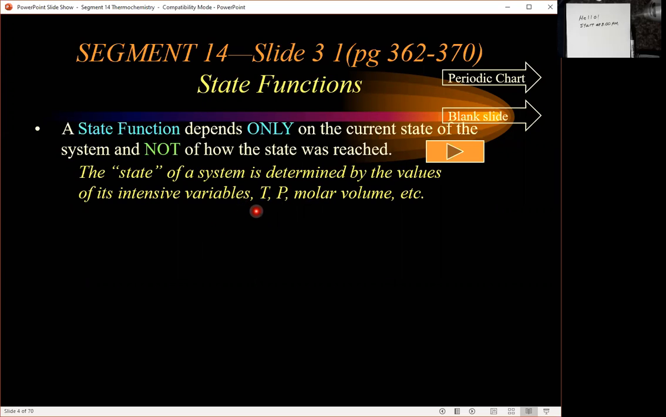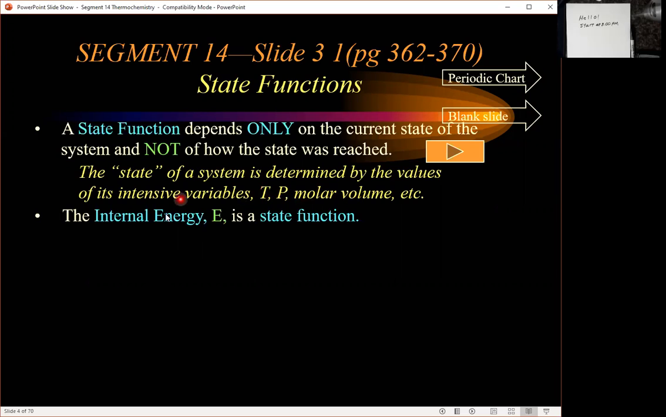So these are the only three intensive variables for a pure gas system. And we know from the ideal gas equation, we only need two of these three in order to get the other one.